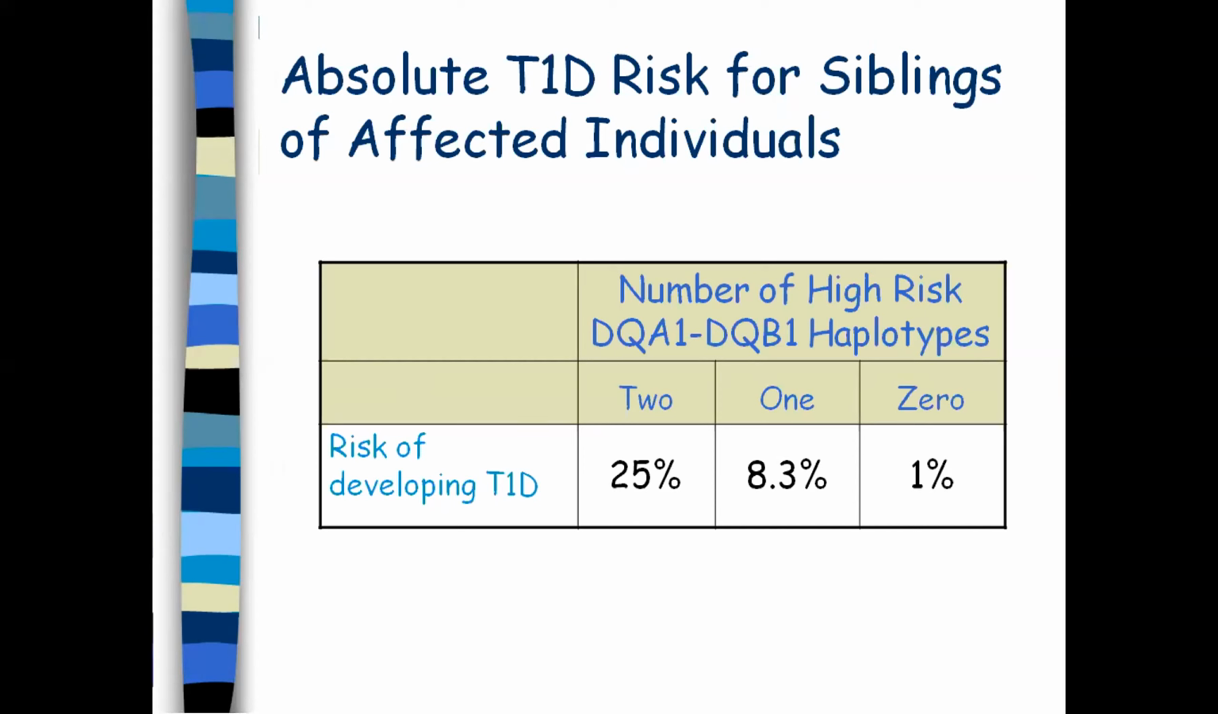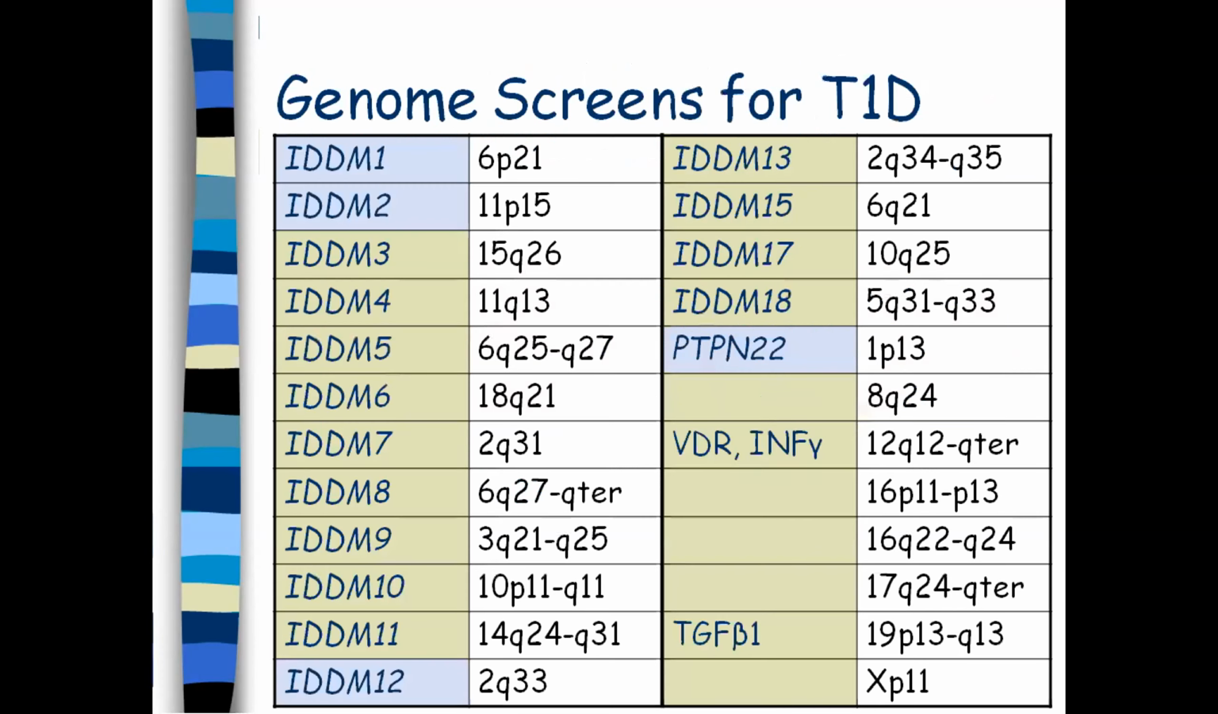There will be fewer chances, but other contributing factors may be responsible for the development of type 1 diabetes. So these are the genome screens for type 1 diabetes. So IDD, that is insulin dependent diabetes, M1, M2, M3, and these are the specific chromosomes at which there will be either addition or deletion.